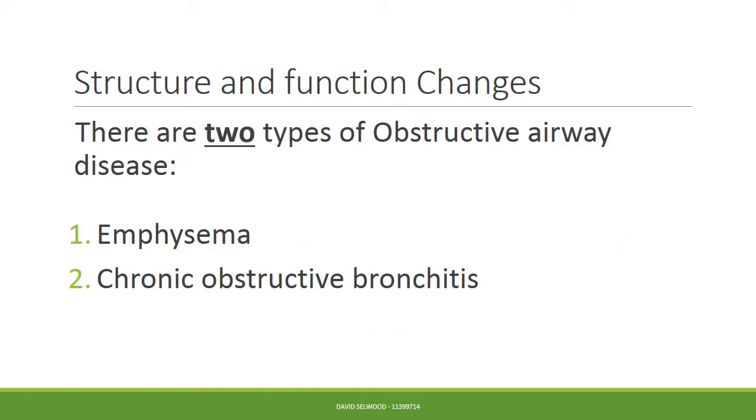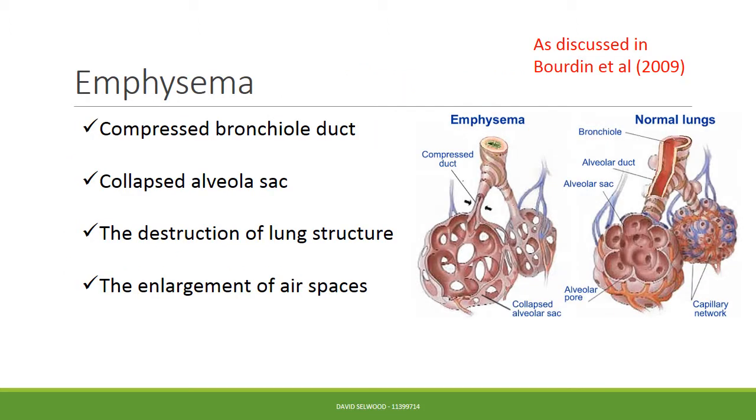So there are 2 types of obstructive airway disease. The first is emphysema, the second is chronic obstructive bronchitis. The first condition we're going to look at is emphysema, and it comprises a compressed bronchial duct, a collapsed alveolar sac, the destruction of lung structure, and also the enlargement of air spaces, which are evident on this diagram shown.